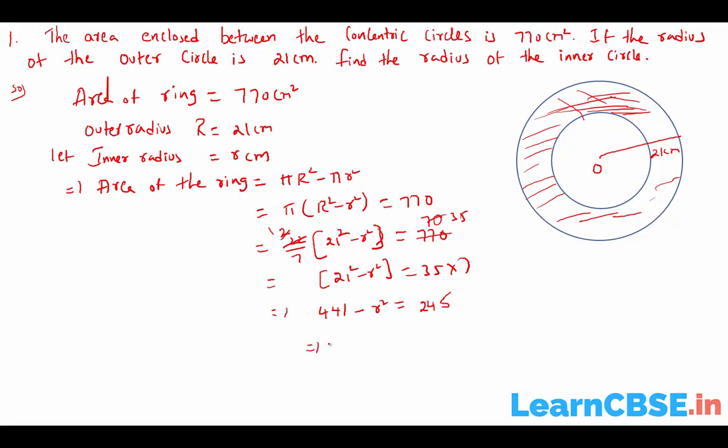Then you will get r square equals 441 minus 245, r square equals 196. Then r equals under root of 196. Then from this r equals 14 centimeters. So this is how to get the r. Going for the next problem.